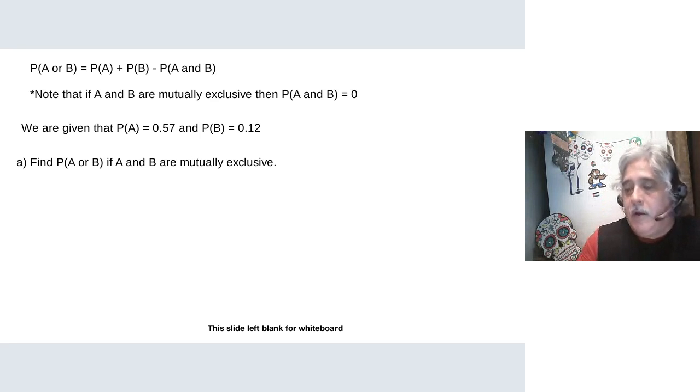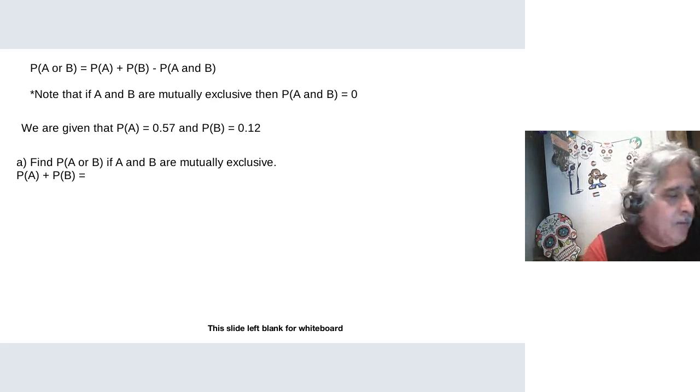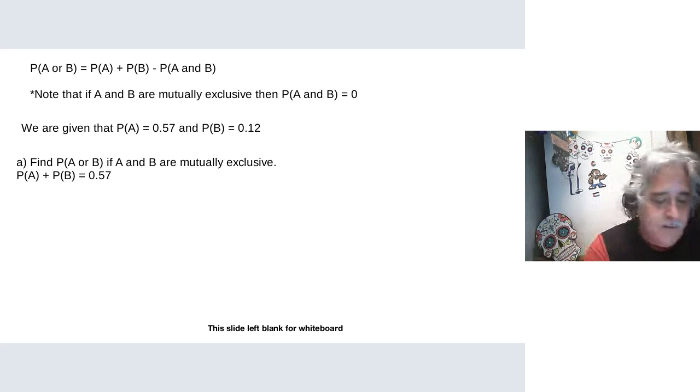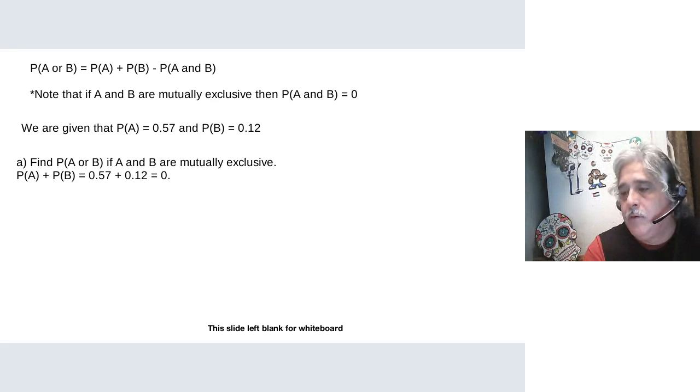All right, so it's really pretty easy if it's mutually exclusive. We're just going to add the two. That means the probability of A and B is 0 because of mutually exclusive. So then it's 0.57 plus 0.12.